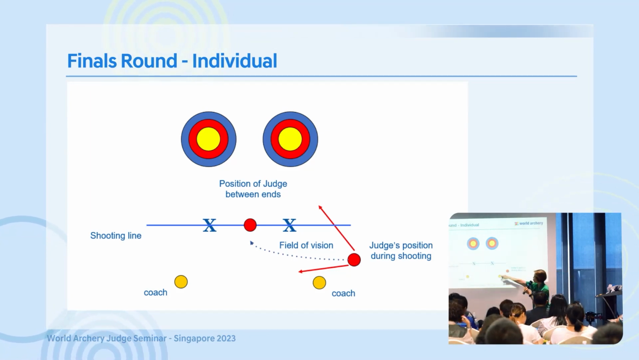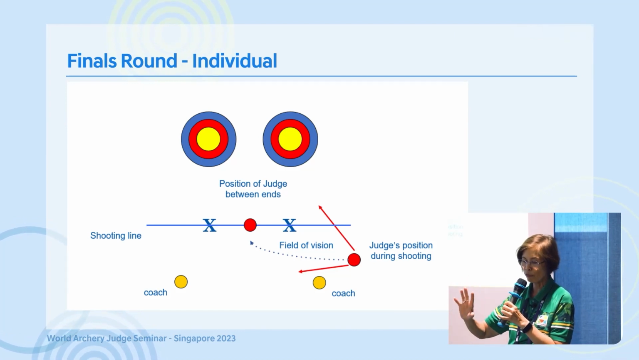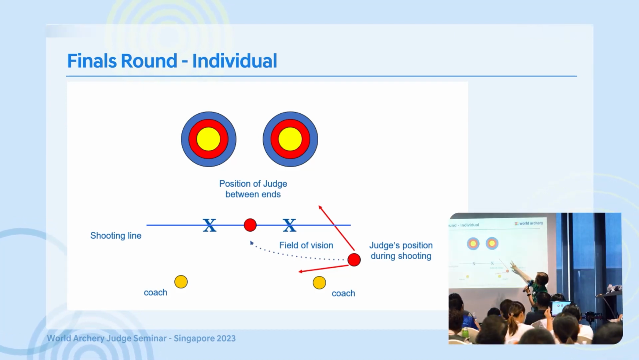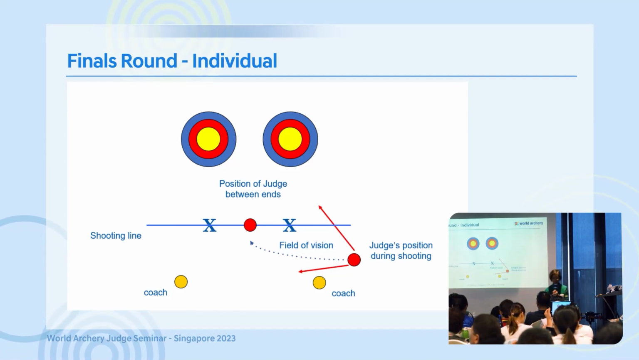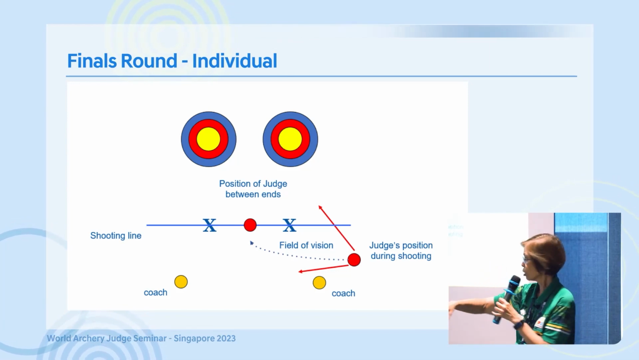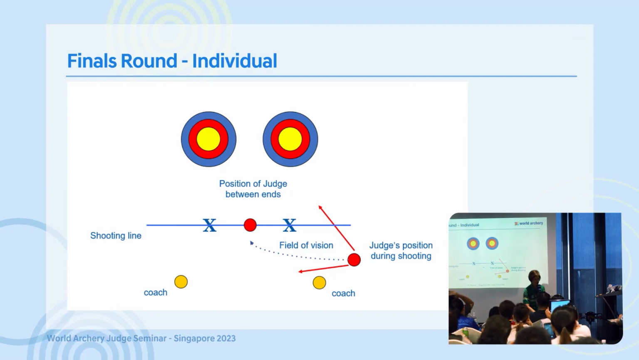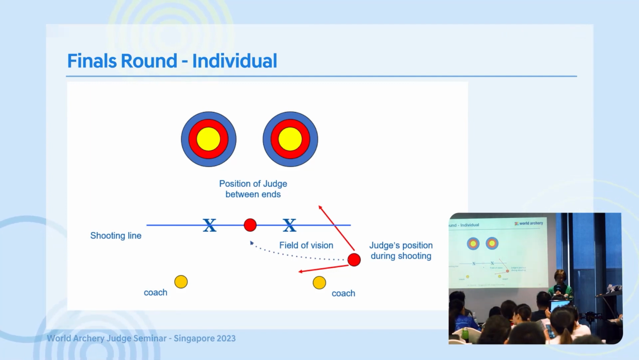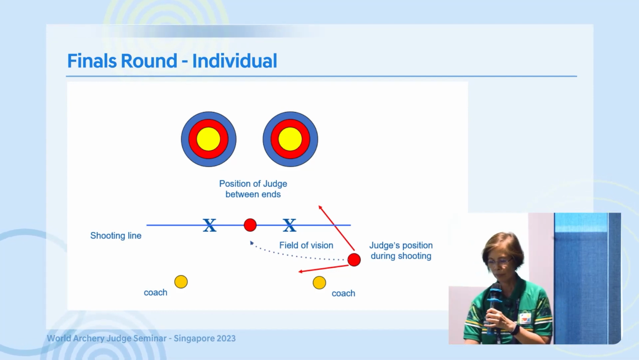And these are the two coaches, the archers on the shooting line. That position has a good field of vision. You can see the targets, and you can see the archers, and you can see the coaches as well. And once the set or the end is finished, the judge walks to the center, takes the center, while the arrows are being scored in between the ends, and he's there, okay?